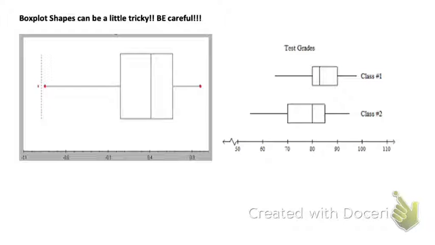So when we talk about box plot shapes, we have to be a little careful because it can be a little tricky. You cannot tell how many modes there are. You can't tell if it's uni or bimodal. The only thing that a box plot can help you see is the skewness, or whether or not it is symmetric. So you cannot tell modes, but you can tell symmetry or skew.